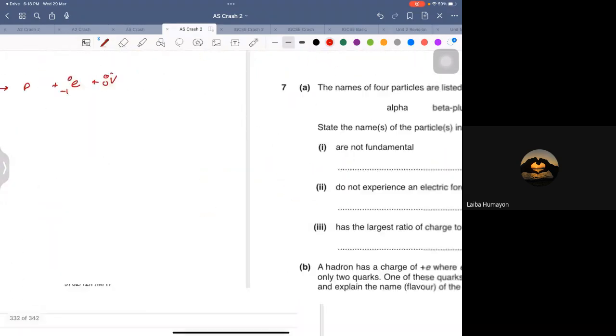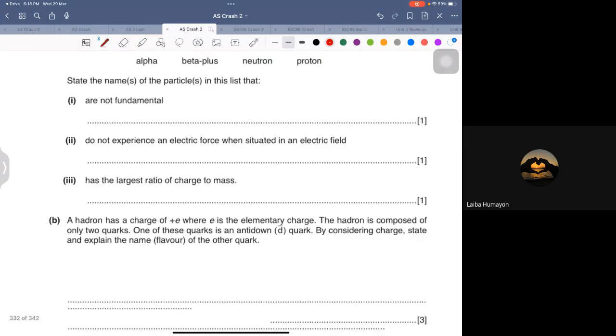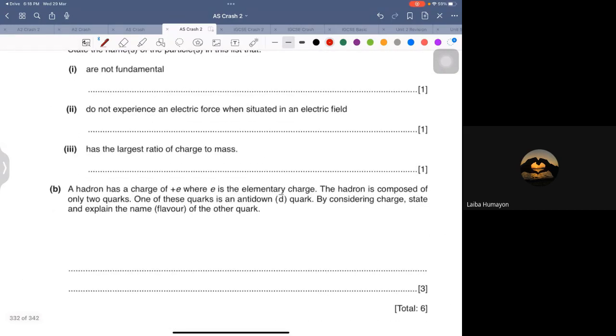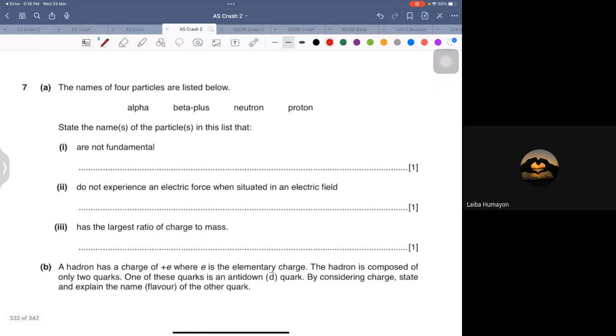This is very important. Then all the rest of the particles are very similar. I want to do this question and then I'll give you the rest of this homework. Okay. So now in this one, it says state the name of particles in that list that are not fundamental. Which particles are not fundamental in this list? Please go on. Hurry up. Neutron and proton. Alpha particle is also not fundamental.